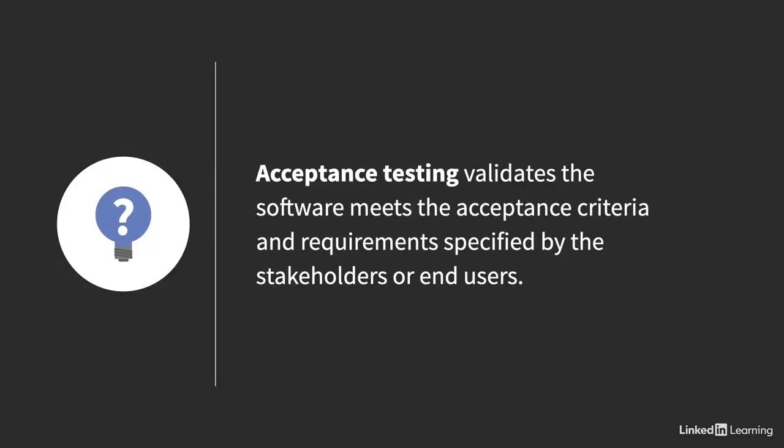Once system testing is done, the final step is acceptance testing. Acceptance testing validates that the software meets the acceptance criteria and requirements specified by stakeholders or end users. It can include user acceptance testing, where end users test the software in a real-world environment. One example of this might be ensuring that for international transfers, there are options for selecting currency conversion rates and any associated fees are displayed.